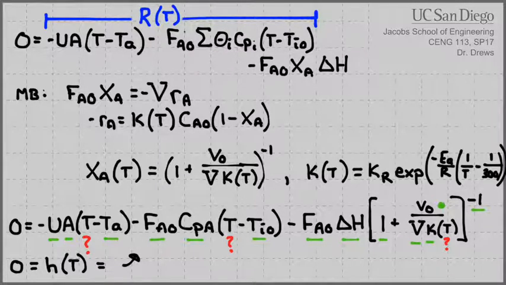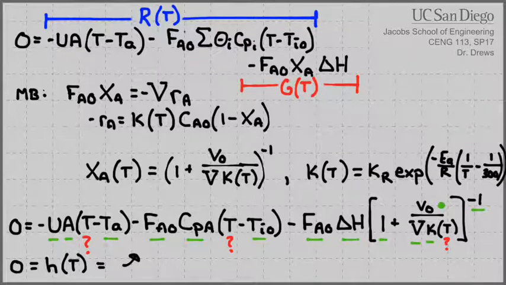The other term that we're going to come up with is this term down here that has something to do with the reaction. The whole FA naught XA term. We're going to call that G. And keep in mind that that is also a function of temperature.